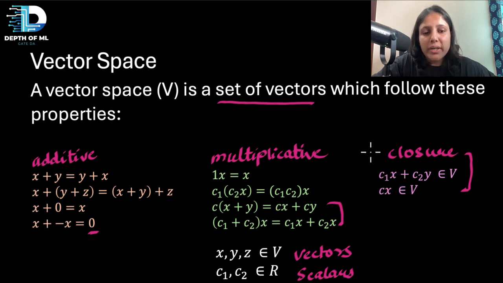The closure property says that if I have two vectors x and y which belong to the original vector space V, then any linear combination of those two vectors should also belong to V, right?